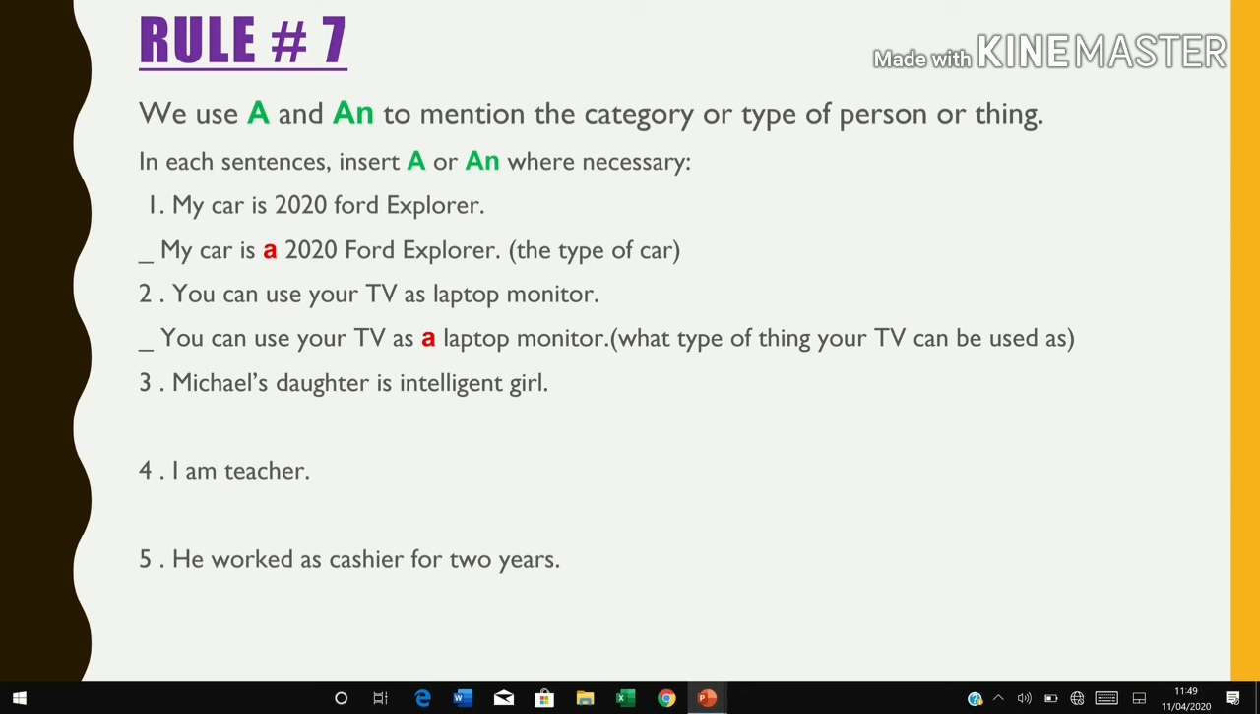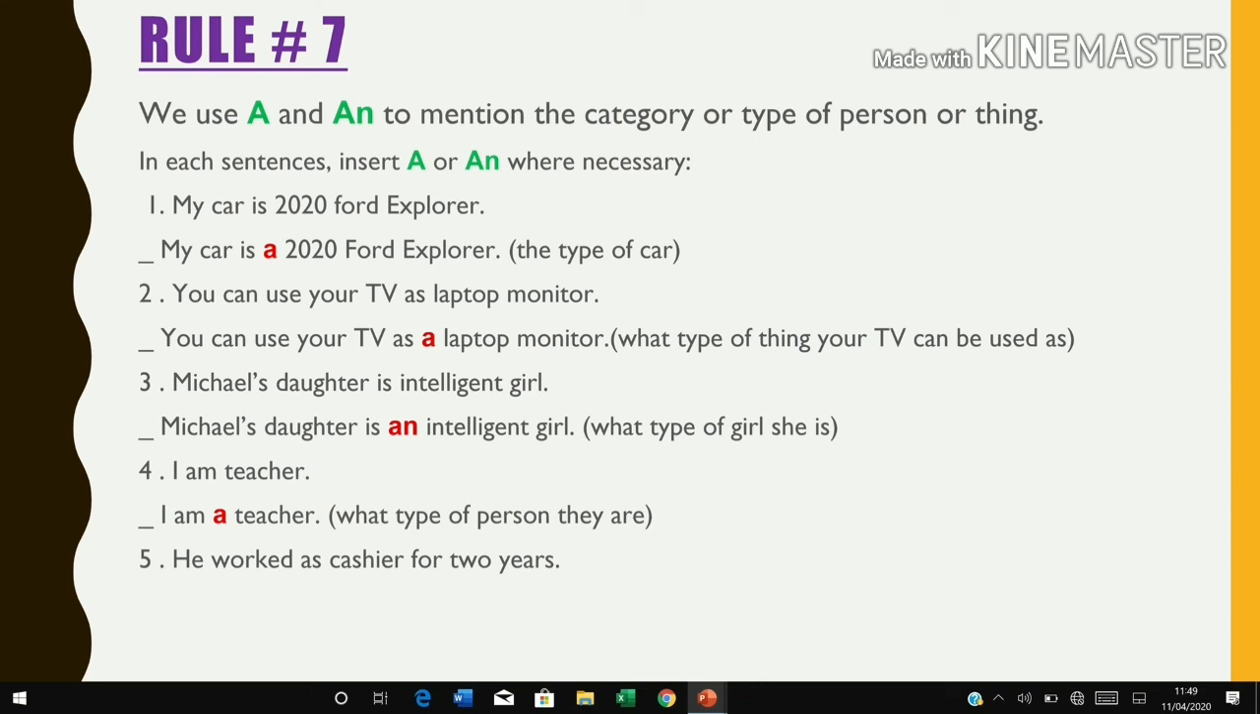And the third one is "Michael's daughter is intelligent girl." That means what type of girl she is: she is an intelligent girl. And the next is the profession: "Anna is teacher." Our rule says what category they belong to or what type of person they are. So we should use "a" or "an" before the profession. So before "teacher," we should use "a."